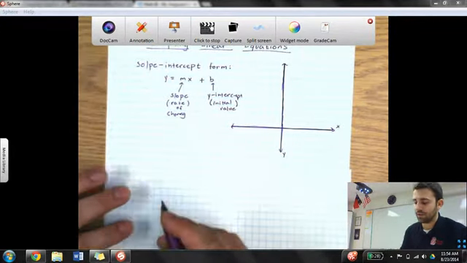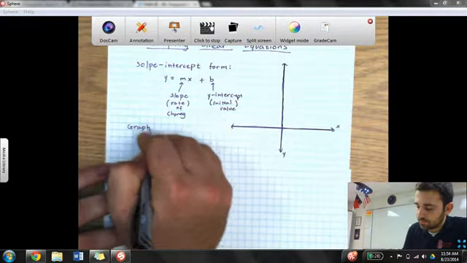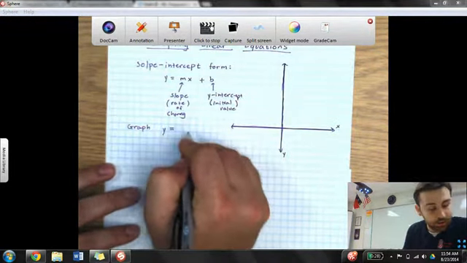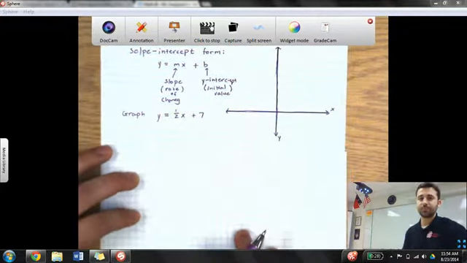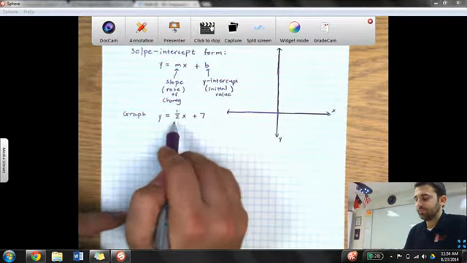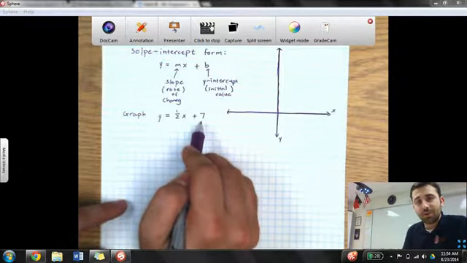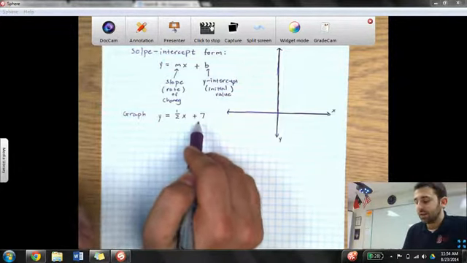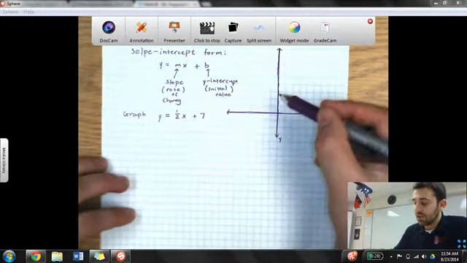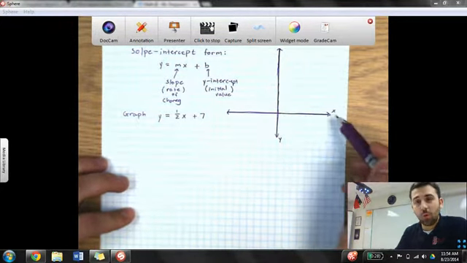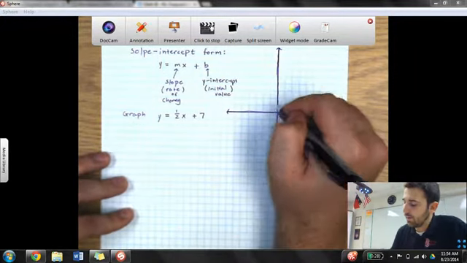So let's look at an example. If we're asked to graph the equation y equals 1/2 x plus 7. In this equation, the 1/2 represents our slope, and the 7 represents our y-intercept. That y-intercept is essentially telling us where the line intercepts or crosses the y-axis. That's why it's extremely important to make sure you always label your axes. So we are going to plot a point on the y-axis at 7.